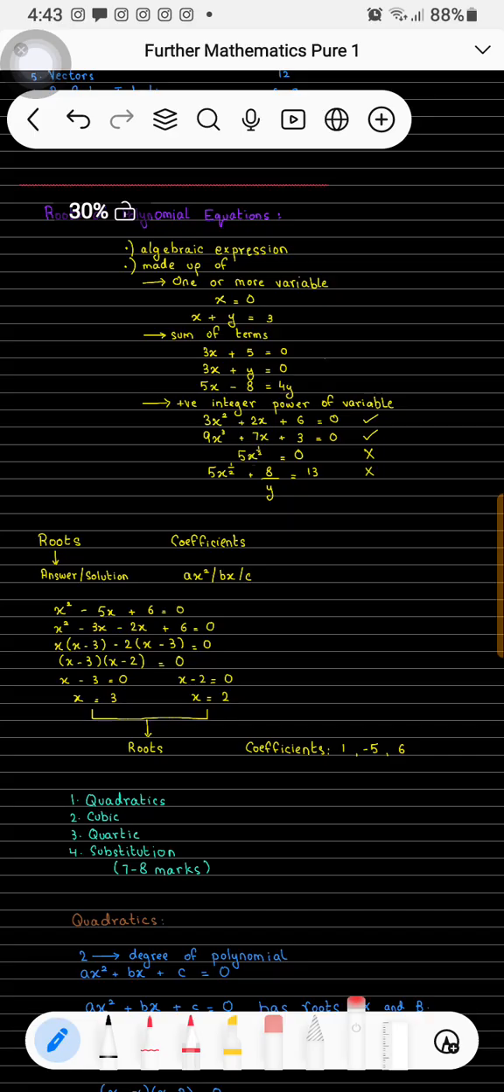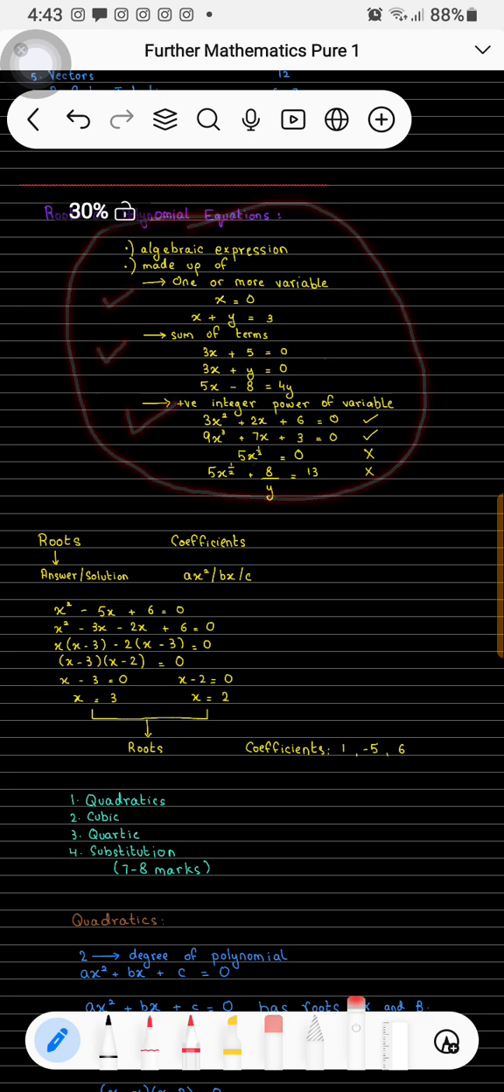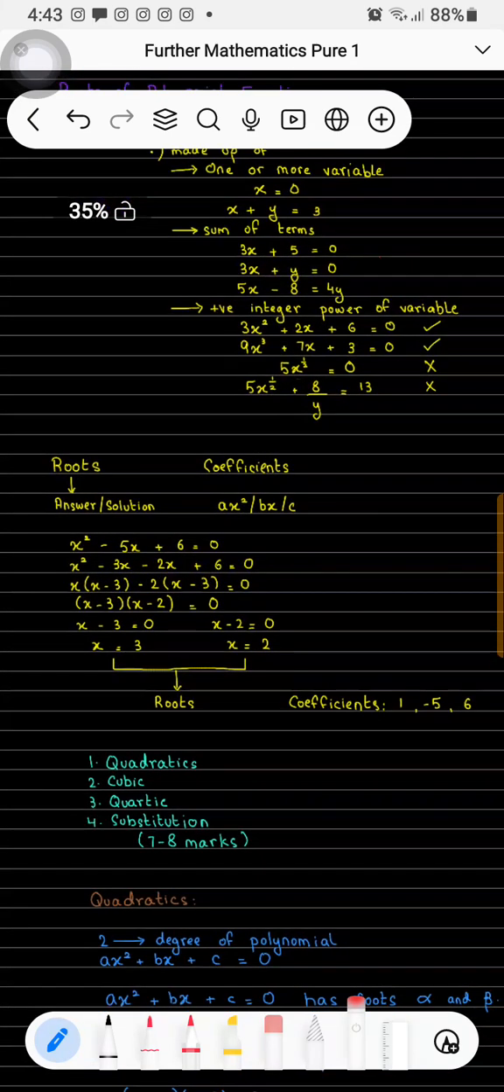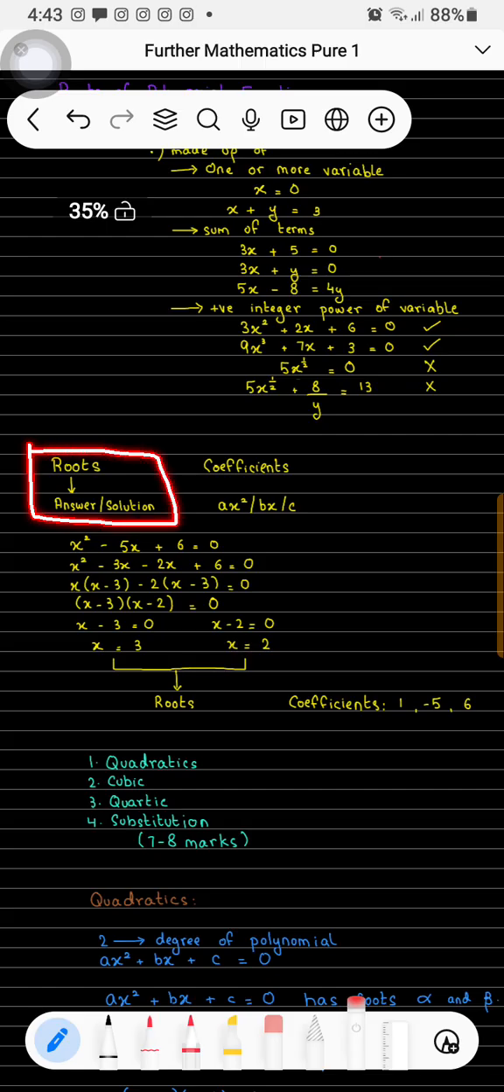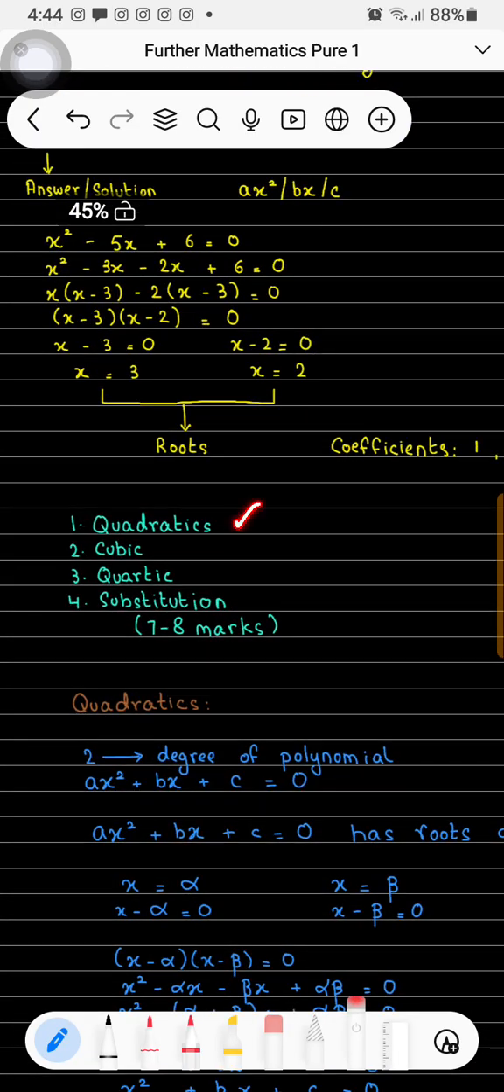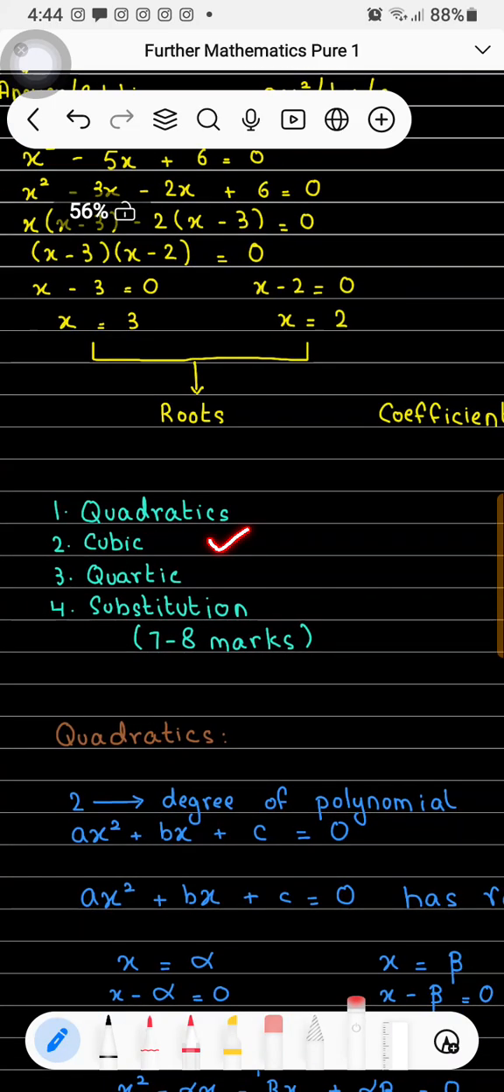In lecture 1, we had discussed what polynomial equations are in detail and what the three conditions for polynomial equations are: one or more variables, sum of terms, and positive integer power of the variable. Then we discussed what roots, answer or solution are, and we discussed coefficients. Like here is one coefficient, there is -5 coefficient, and there is 6 another coefficient. Then we discussed that we have 4 topics: quadratics, cubic, quartic, substitution, and after that we can gain 7 to 8 marks out of 75. Today we will try to end quadratics, then we will start the cubic inshallah.